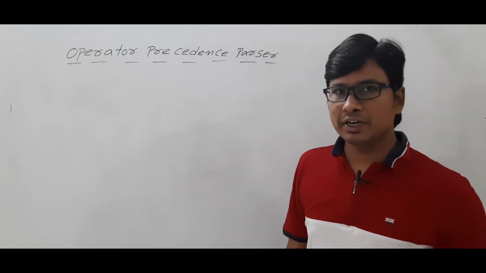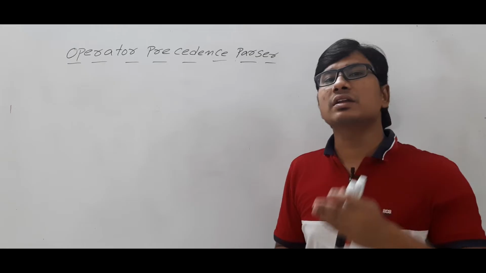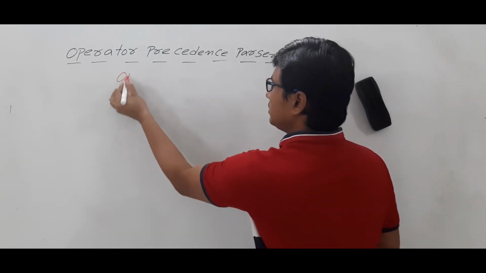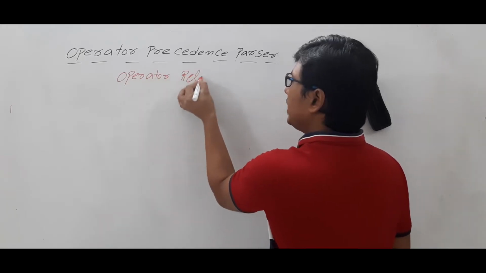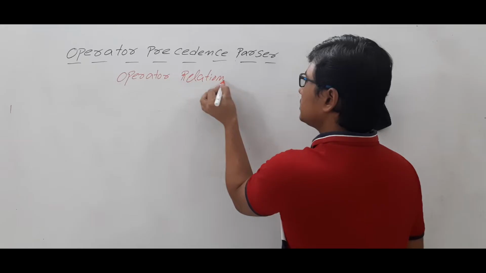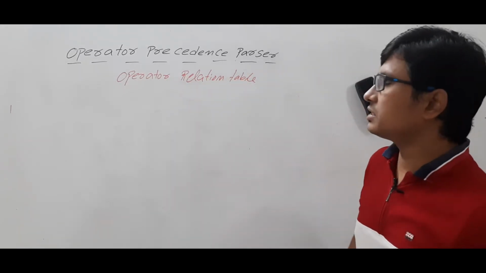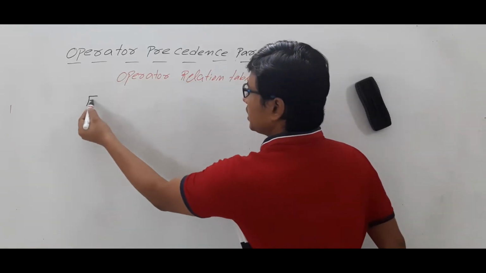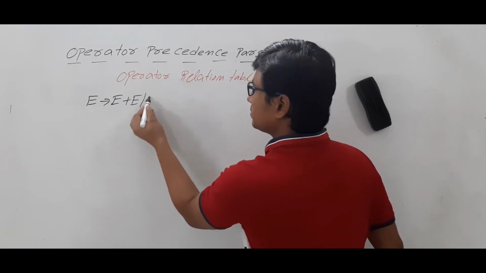Similarly, in the operator precedence parser, we need to compute the operator relation table. Let me write the word: operator relation table. Why I am calling it the operator relation table, you will understand. To build the operator relation table, let me take one operator grammar. Just now we have discussed one operator grammar. Let me take that grammar.